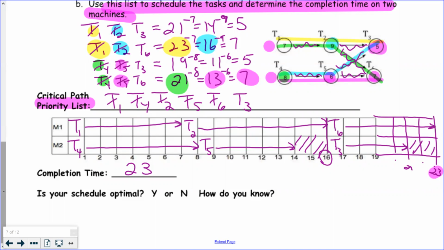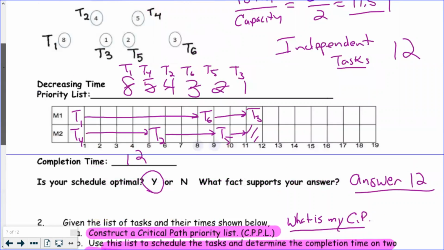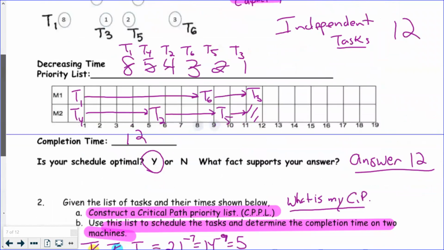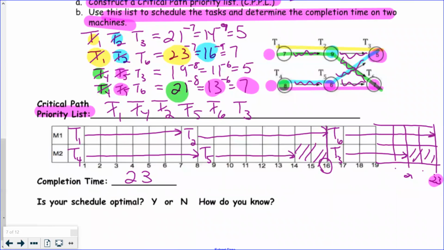Yeah, you got to figure out if your completion time equals critical path. That's the difference between the other ones that we were doing. Those were independent tasks, which is why we did this total over capacity equation. But when we're doing dependent tasks, we got to look at our critical path. So which is my biggest answer here? Yeah, it's 23. My critical path is 23.